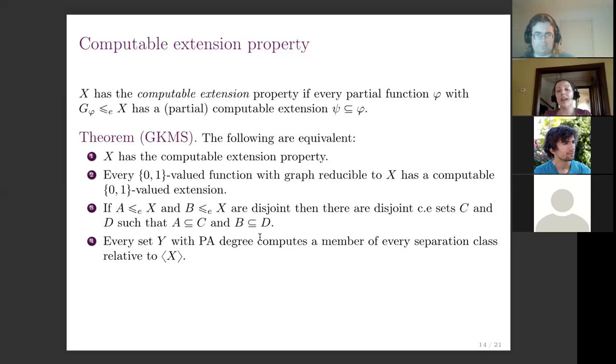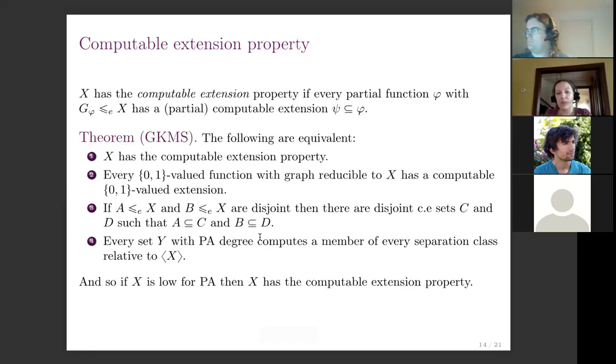And so now again, we have this analogy. X has the computable extension property if and only if, when you restrict to just separation classes, every PA degree computes a member of those. So it is the analogous property to low for PA, but just for separation classes. In particular, if X is low for PA, then it has the computable extension property.